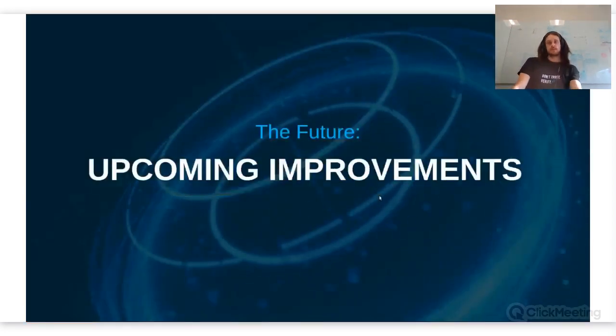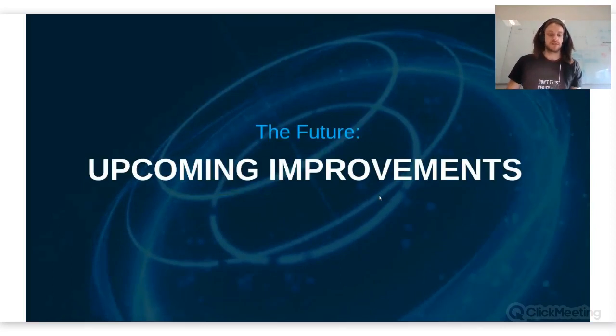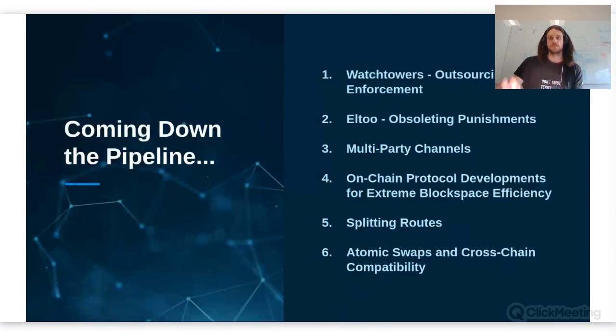Okay, so let's take a look at some upcoming improvements. We just discussed a few issues and challenges that Lightning Network has, so let's look at what we're going to be doing about it. Here's a brief overlook. We're going to talk about Watchtowers, a way to outsource enforcement of the channel state. We're going to look at L2, a way of replacing punishments with a different mechanism. We're going to talk about multi-party channels, which are exactly what they sound like. There are some on-chain protocol developments coming up that really help us out with space efficiency. We're going to talk about splitting roots, and if we have time, maybe atomic swaps and cross-chain compatibility.